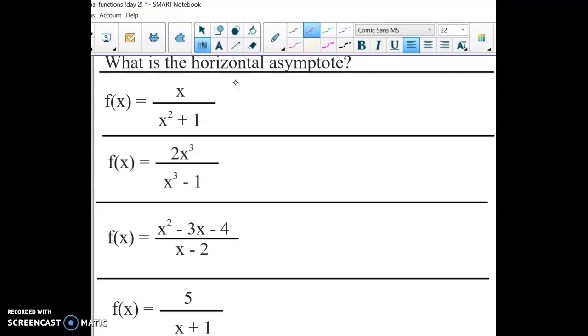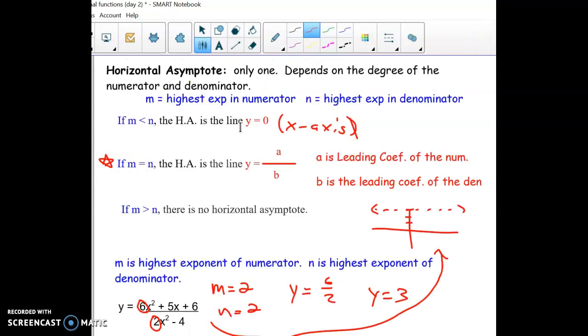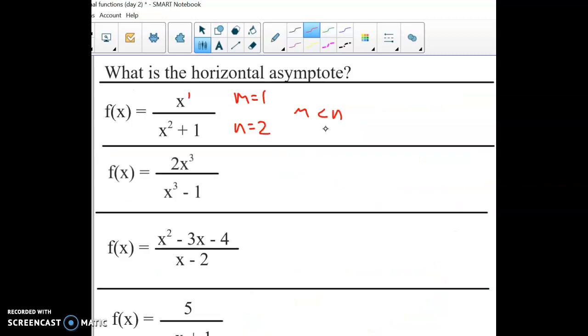Okay, so on this one, m is 1. That's our highest exponent up top. And n is 2, the highest exponent on the bottom. So we have m less than n. And I've got to always look back. So on my chart, m less than n, then the horizontal asymptote is the line y equals 0. So here our horizontal asymptote is y equals 0.